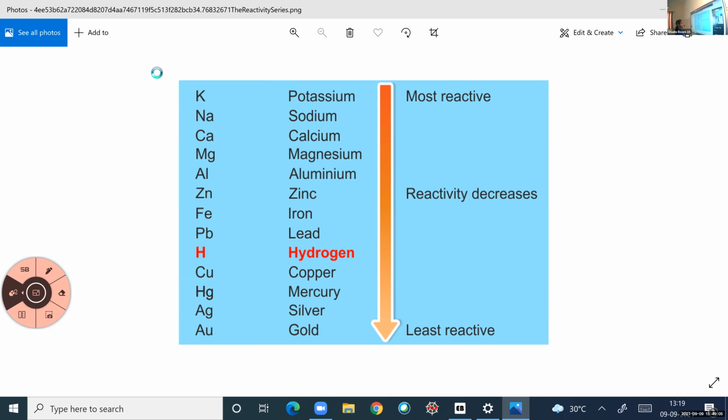I will repeat it once again. Potassium, sodium, calcium, magnesium, aluminium, zinc, iron, lead, hydrogen, copper, mercury, silver, gold. This is the correct decreasing order of their reactivity towards other metals. Clear, children?